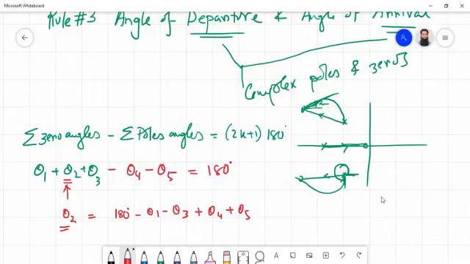So whenever we are taking a zero angle, we call this the angle of arrival, and whenever we take a pole angle and we try to calculate that one, then we call it the angle of departure.